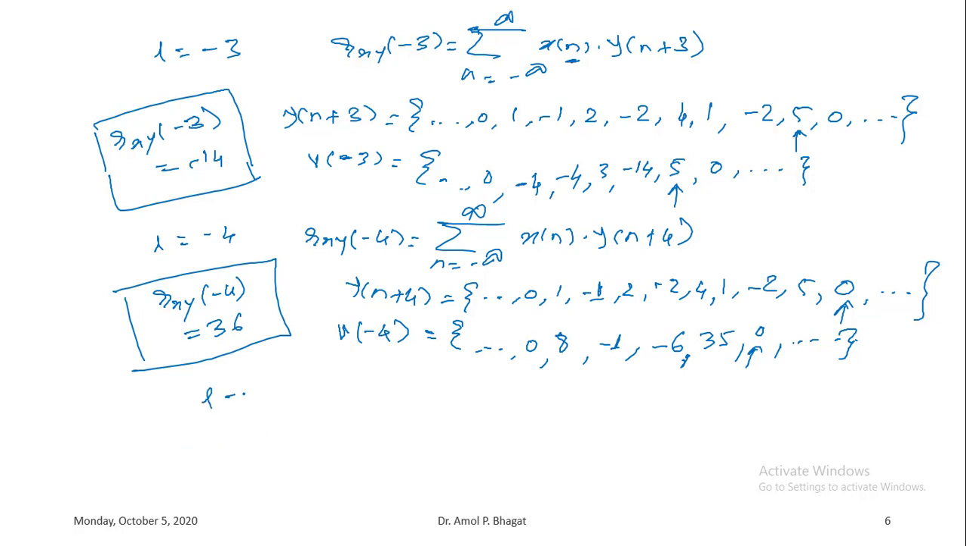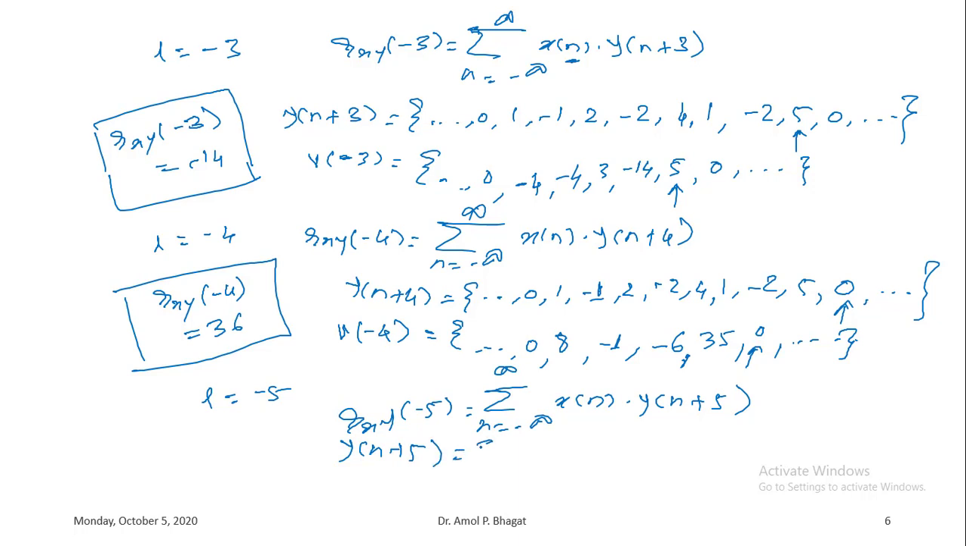Similarly for L is equal to minus 5, you will get Rxy of minus 5 is equal to the summation n is equal to minus infinity to infinity x of n into y of n plus 5. So y of n plus 5 will be, again you write the same sequence 0, 1, minus 1, 2, minus 2, 4, 1, minus 2, 5, 0, and again you add 0 there, because the origin is again shifted by 1 to the right side, and so on. So this is your y of n plus 5.